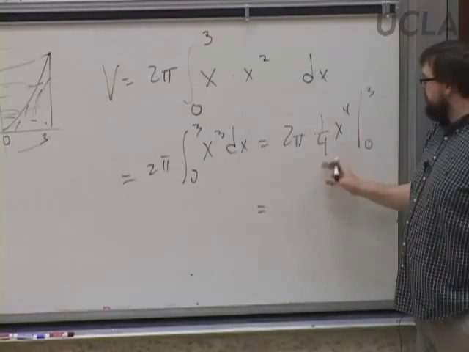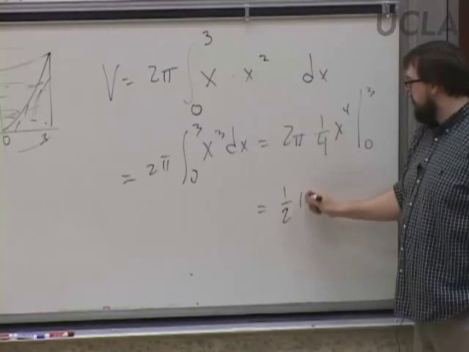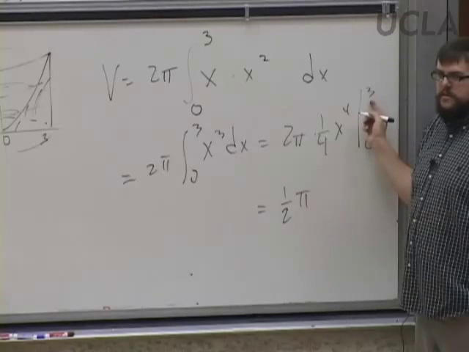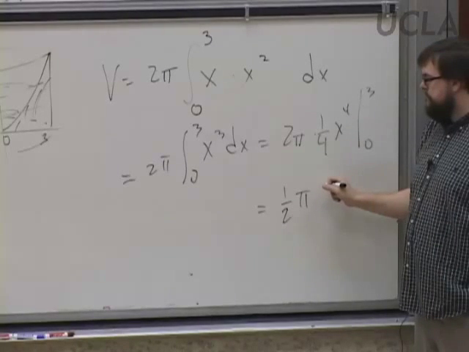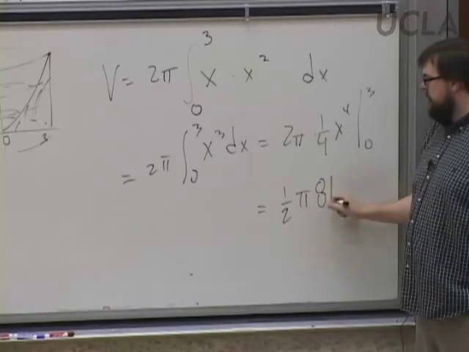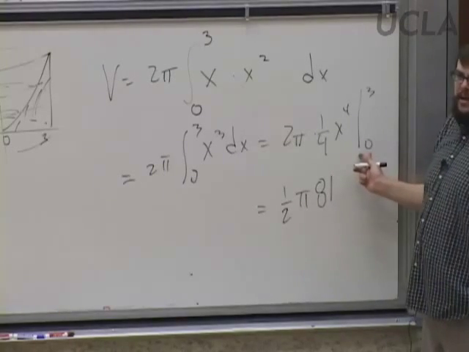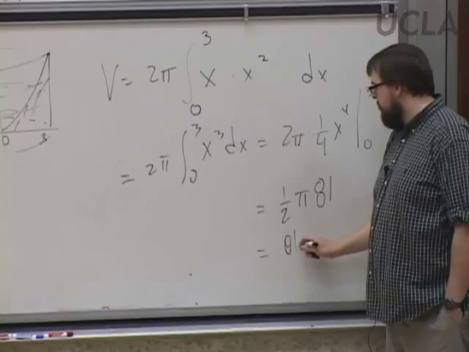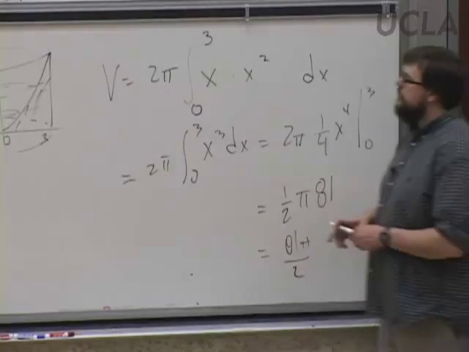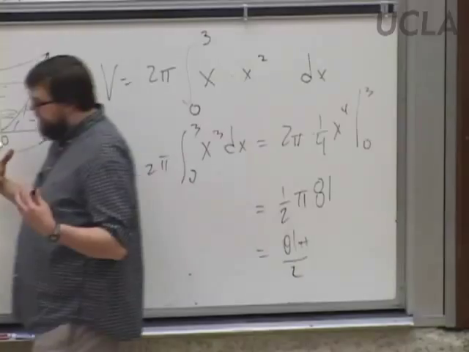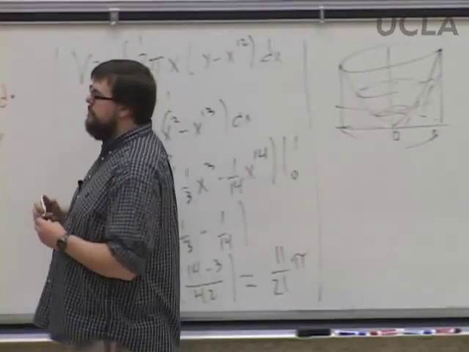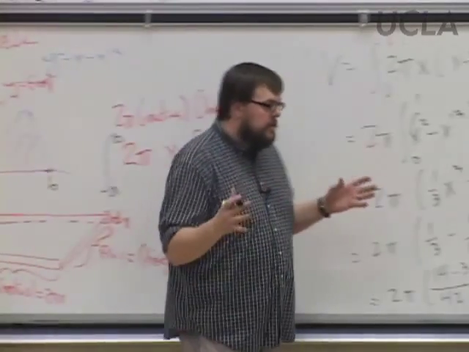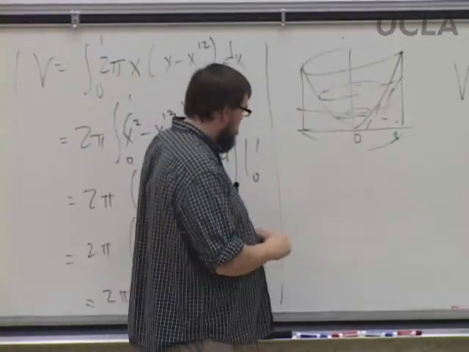And, of course, 2 pi times a 4th, that's like a half pi. And 3 to the 4th is 81. And then if I subtract 0, I still end up with 81 pi divided by 2. So I can find the same volume in two different ways. Occasionally, though, as in this example, one technique is clearly far superior to the other technique.